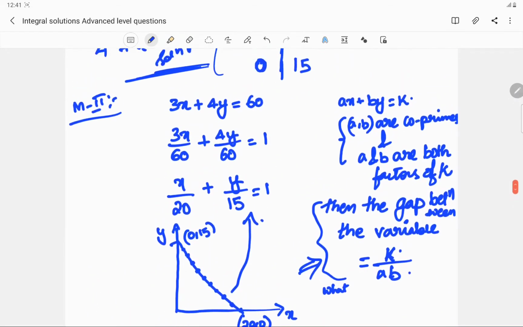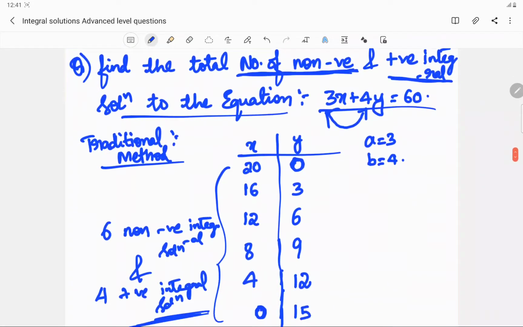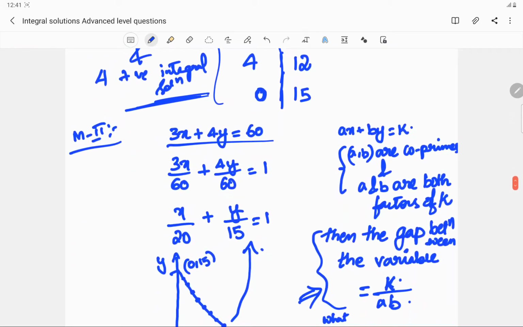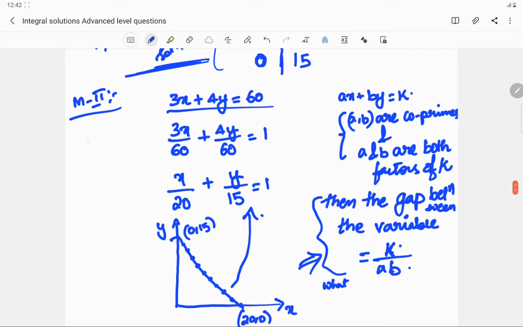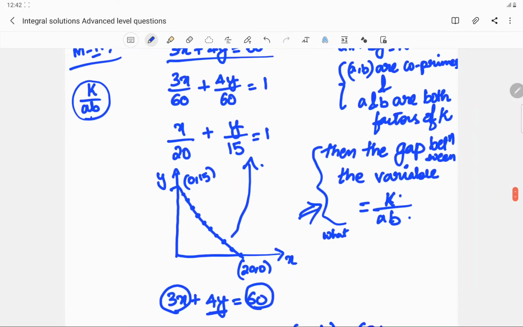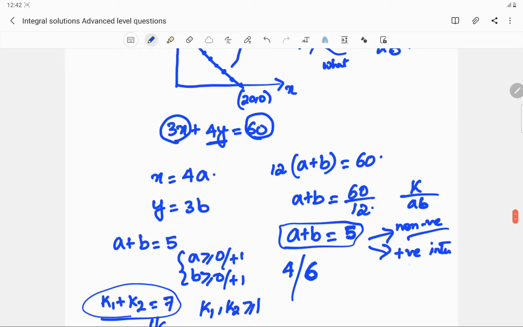So whenever this type of equation is given, 3x plus 4y is equal to 16, instead of listing down all the values of x and y, simply find out the value of k divided by a into b, that is the gap between the two variables, and then we can get the number of non-negative integral solutions or positive integral solutions to this equation.